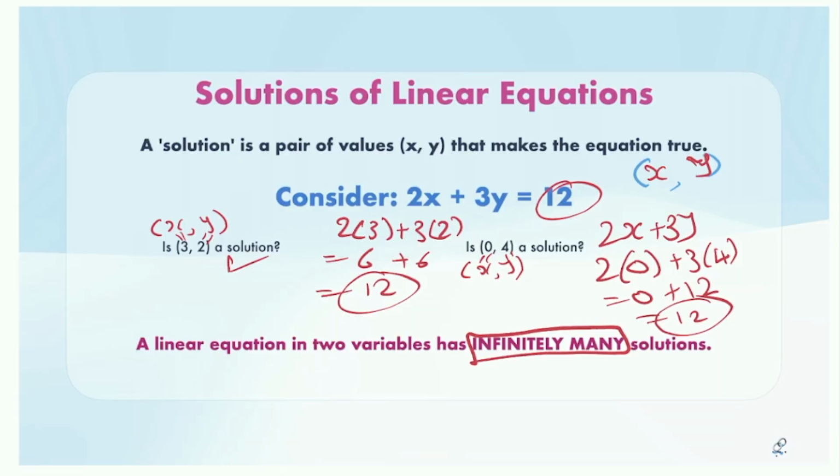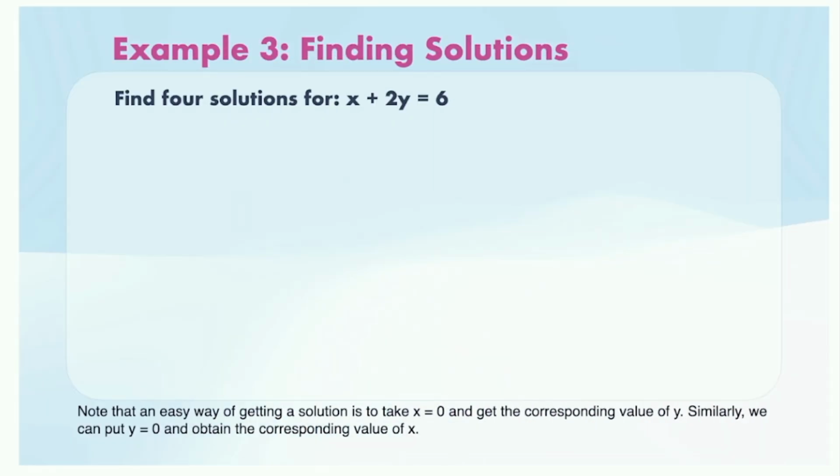So we have learned what a solution of a linear equation is. Now example 3, finding a solution. Find 4 solutions for x plus 2y equal to 6. Now we will learn the method to find a solution. The equation is x plus 2y equal to 6.